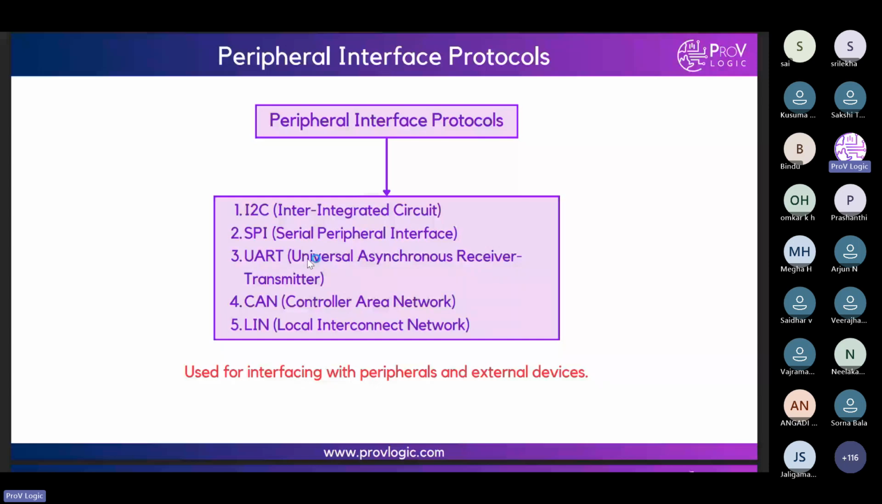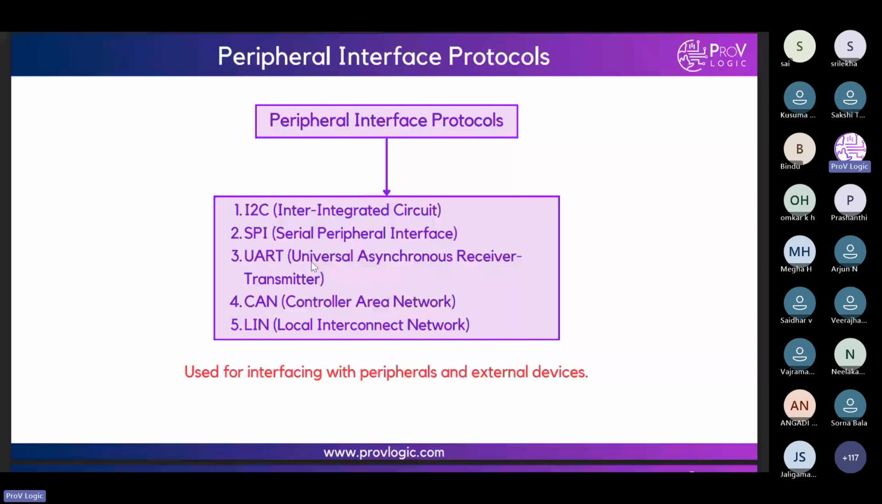That means outside devices. As I showed you before, our laptop communicates with the mobile phone by using the USB protocol. USB is the present trend, but the oldest version is the UART protocol. Like that, I2C and SPI are used to communicate within a system. Okay, I can tell you the best example for the I2C protocol.